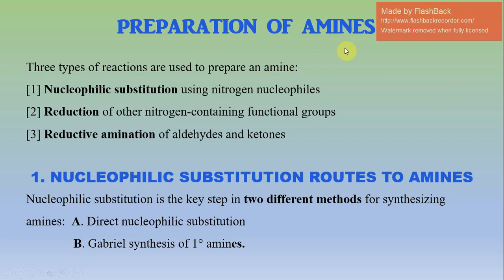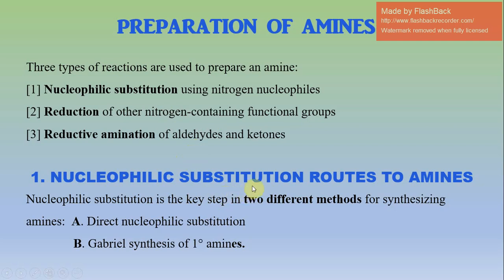These amines can be prepared in three ways. One is by the nucleophilic substitution using nitrogen containing nucleophiles. The other one is a reduction of nitrogen containing functional groups. The third one is a reductive amination of aldehydes and ketones. Apart from these three, we will come across a few more reactions based on rearrangements, with which also we can prepare amines.